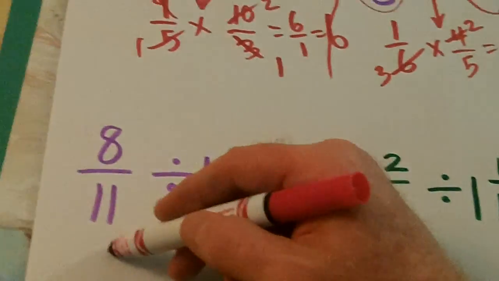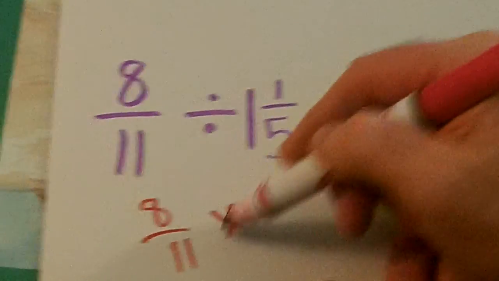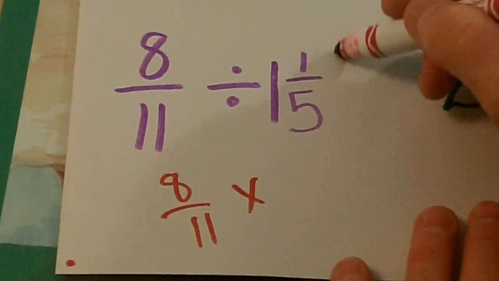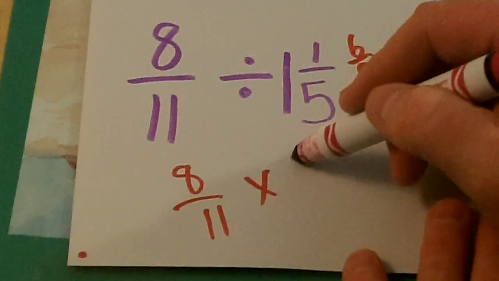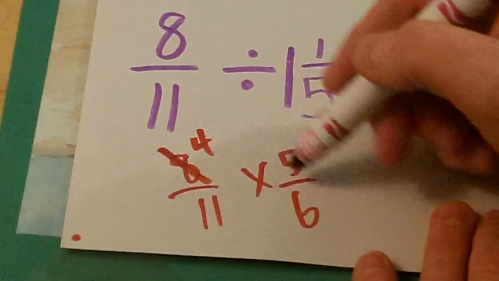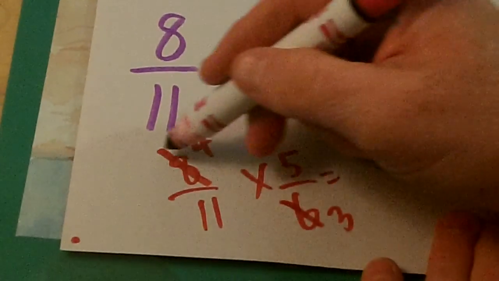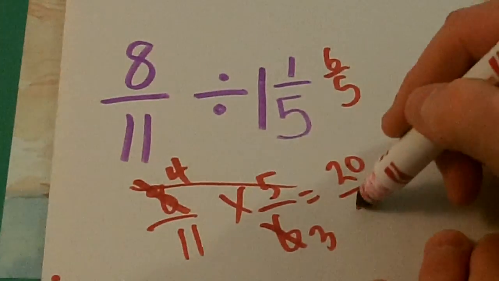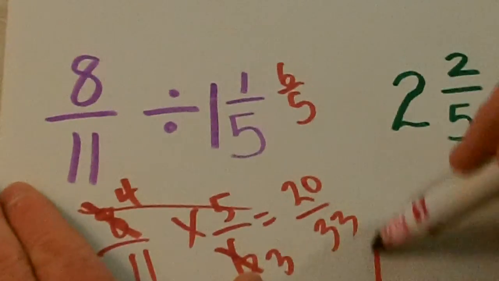We'll do this one. 8/11 times 6 over 5. So that's 5 over 6. And there we have 4 times 2 and 3 times 2. So we go across and we get 20 over 33.